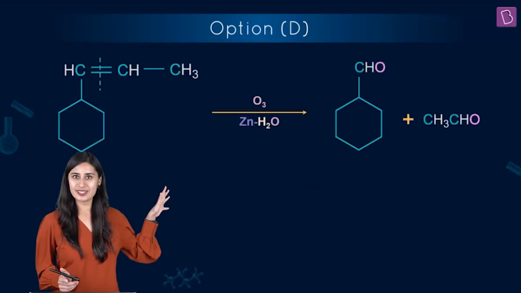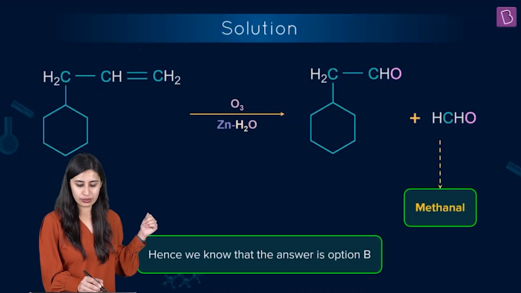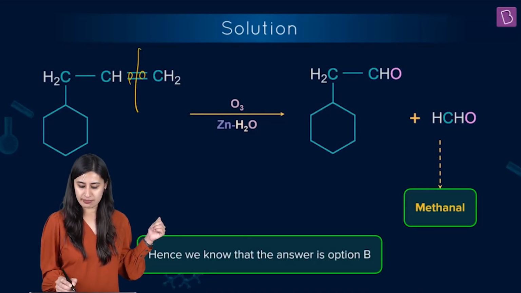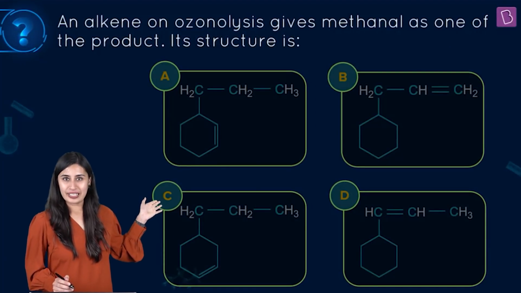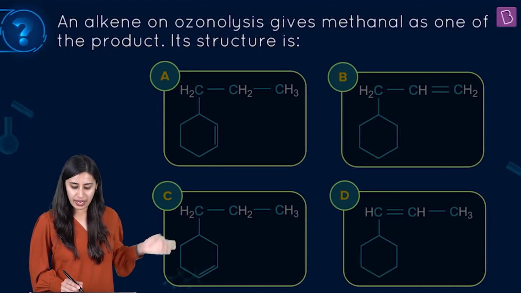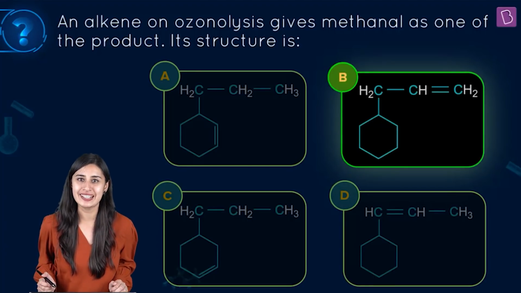So the right answer to this question is, of course, option B, in which when we are doing ozonolysis of this compound, we are getting methanol, which was what was asked. So read the options and go with the right answer. The right answer is none other than option B.